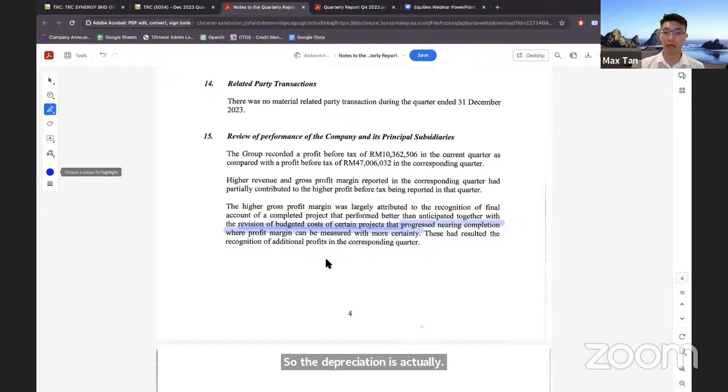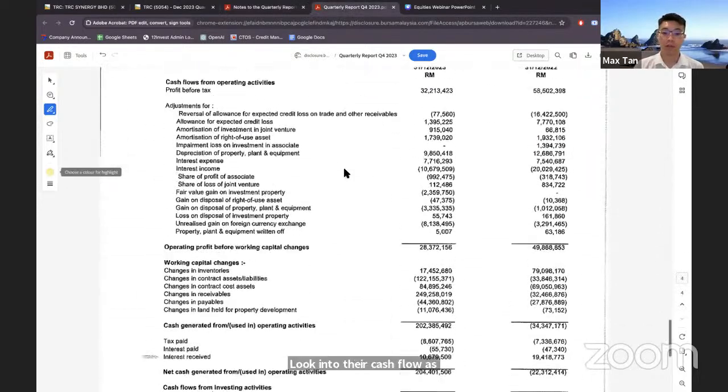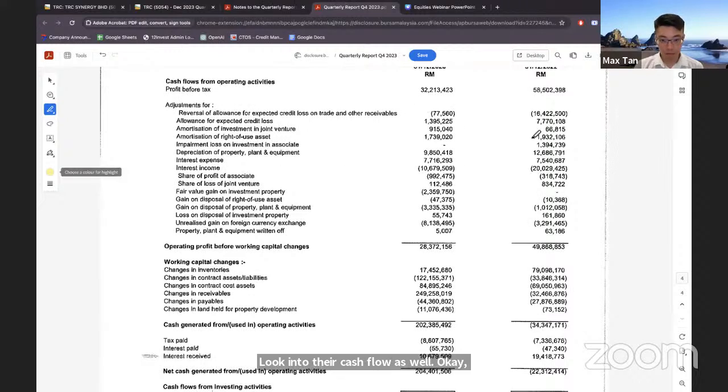When you look into the financials of the company, make sure again, everything is linked back together. Look into their cash flow as well. In some cases, as you see here, right? Okay, allowance for ECL. Allowance is something that I expect I couldn't take back.